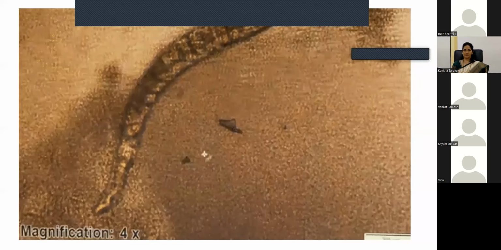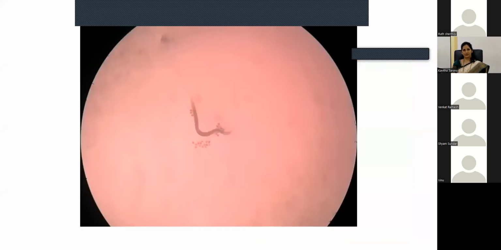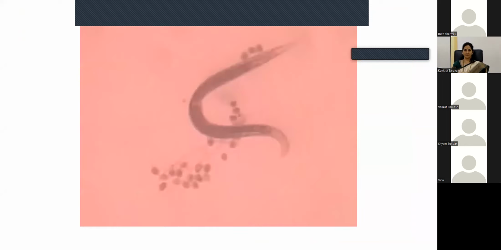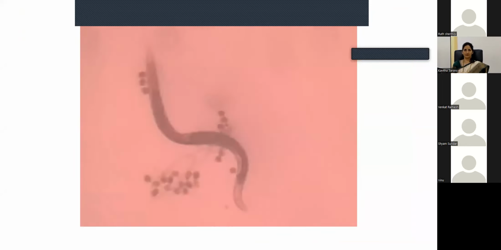And the size, if you try to measure it, is around 2 to 3 millimeters long by 30 to 50 micrometers broad. And the free living male worms are slightly smaller, right? Okay, so here you can see the female adult worm with the eggs.